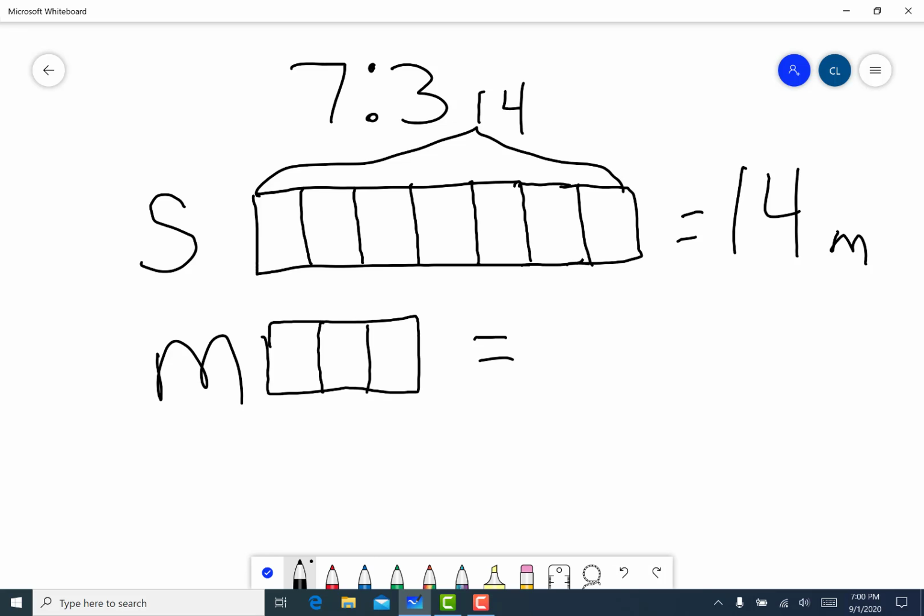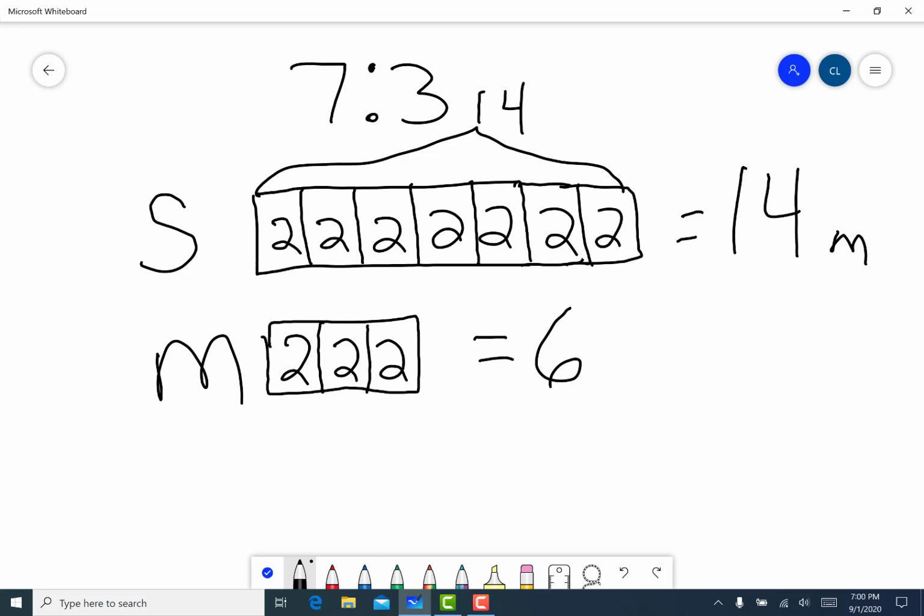All right, so you should have seen that 7 boxes, if they equal 14 meters, each one would equal 2 meters. If each one of these boxes equals 2 meters, all the boxes equal 2 meters, because remember, they're the same here. So that means if Shawnee's is 14 meters, Mel's would be 6, because that's 2, 4, 6 meters. And then we could look at that. 7:3. Is that equivalent to 14:6?